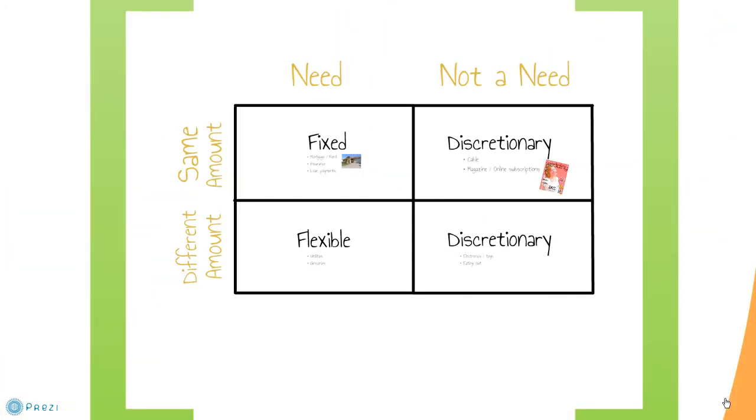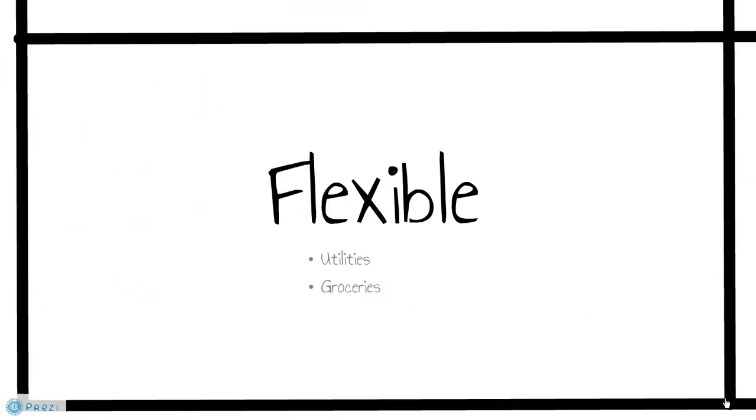Expenses that we need to make, which might have a different total each month, are flexible expenses. This would include things like the electricity bill, the water bill, and groceries. These can be more difficult to predict.